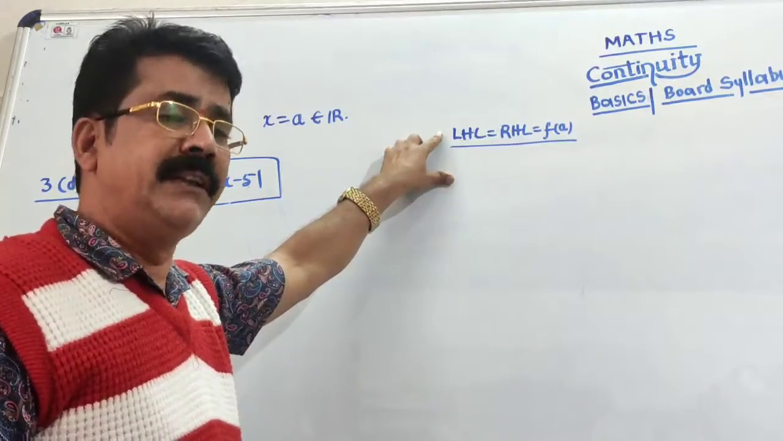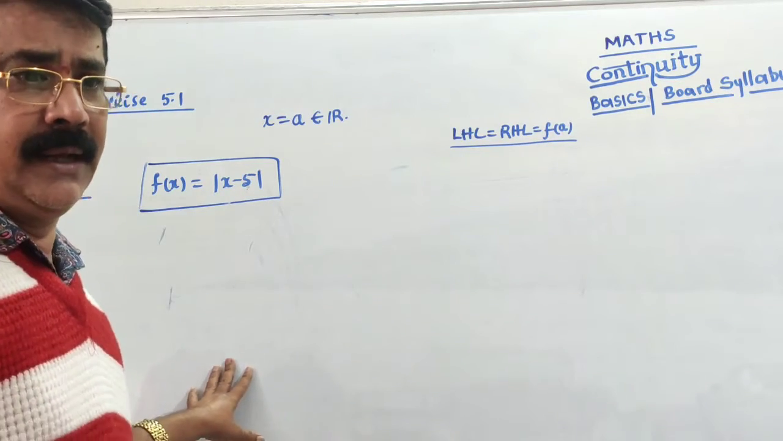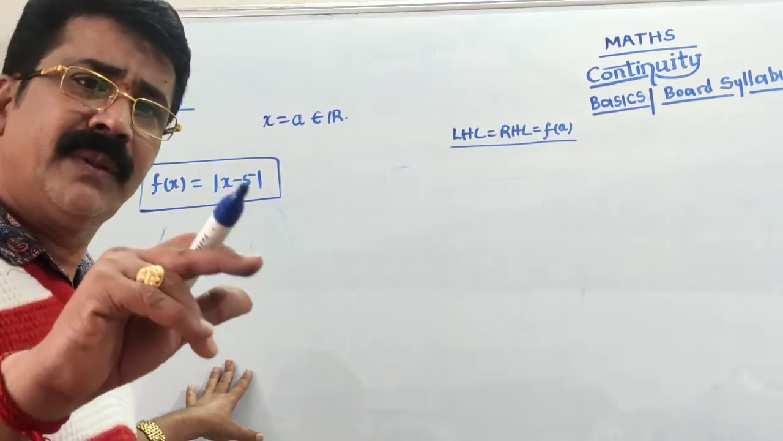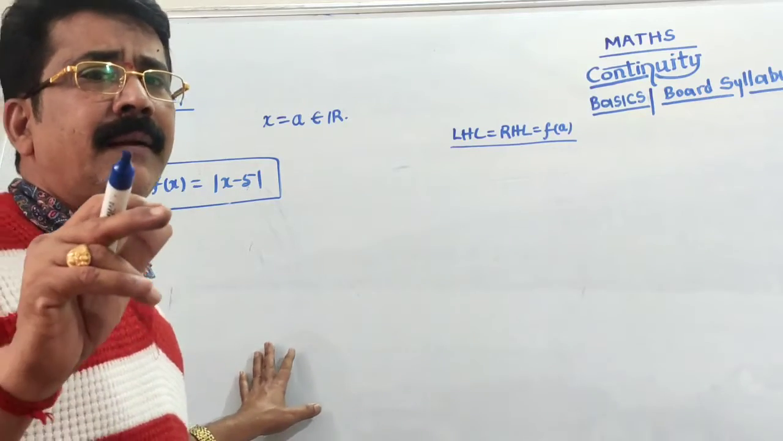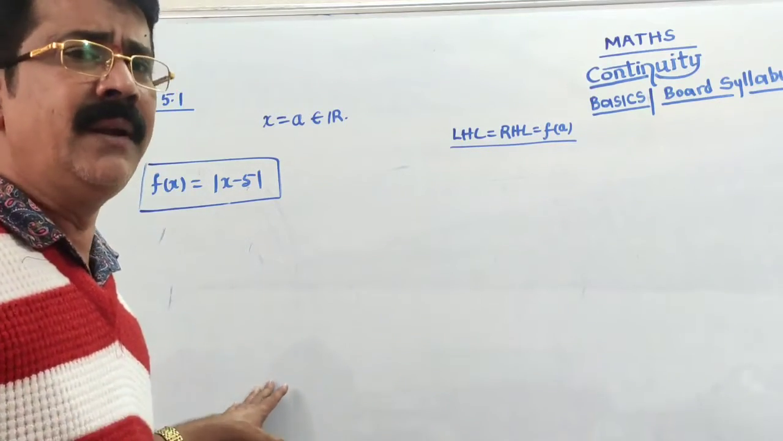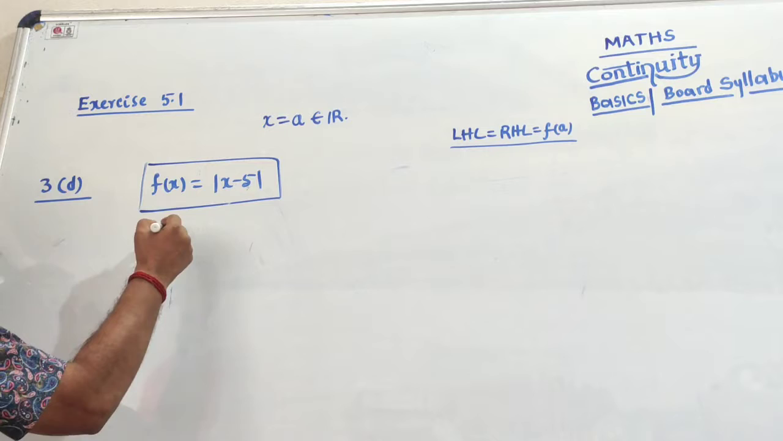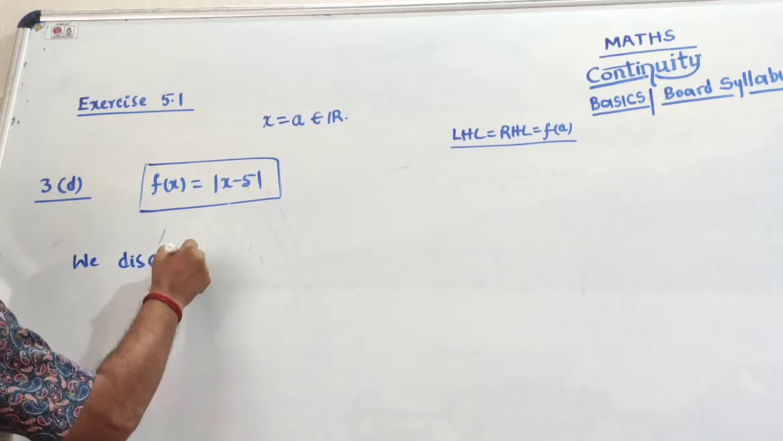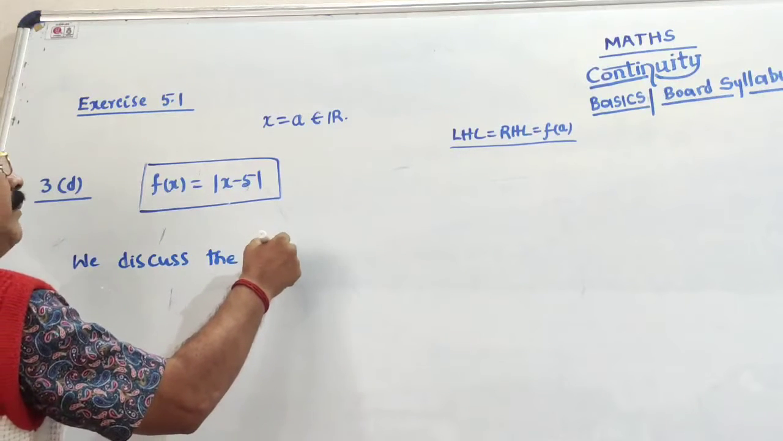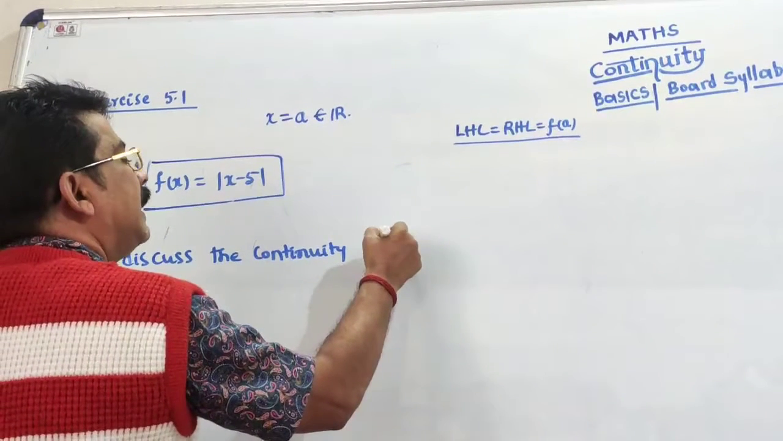Why? Because those are ordinary functions. A polynomial function is an ordinary function, and a rational function is derived from polynomials, so it is also an ordinary function. That's why we went in a different way, but this is a different case. So therefore we discuss the continuity at x equal to a, that belongs to capital R.